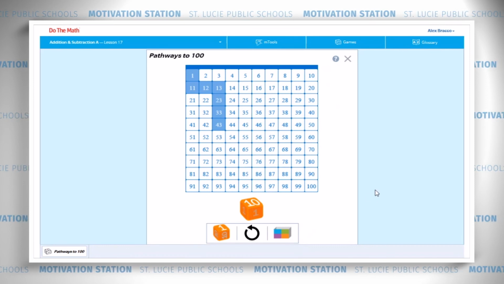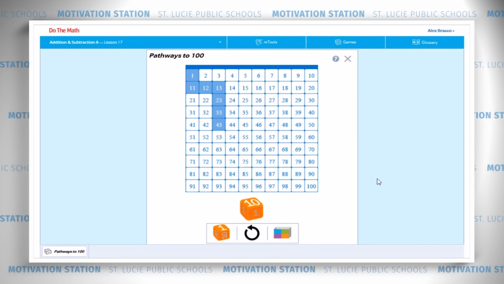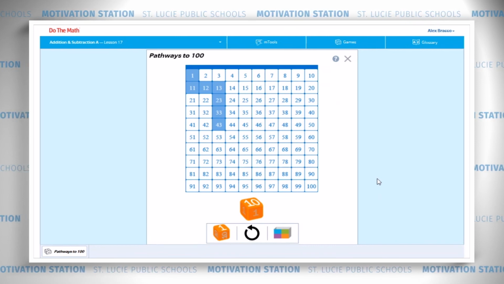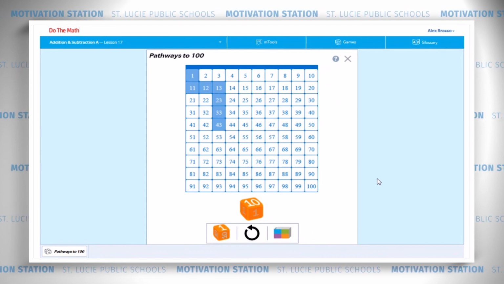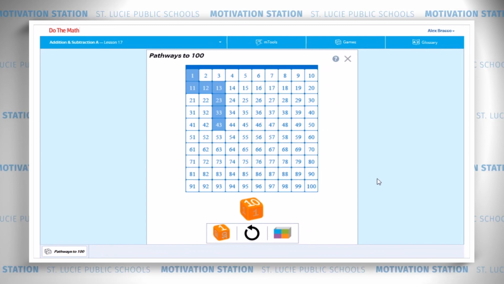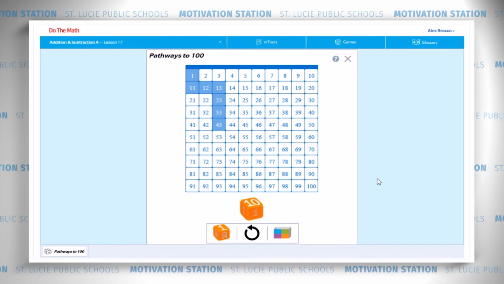Okay, boys and girls? So work on this game for a few moments. Make sure you're practicing your pathways to 100, and then when you're done, you're going to go back to what we mentioned in the first part of this video on page 25, where you are solving our word problems.